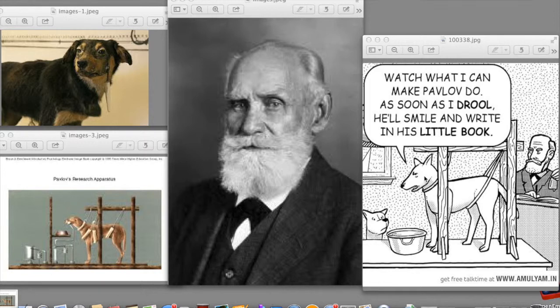Right here's a little funny comic I found. The dog is saying, "Watch what I can do. As soon as I drool, he'll smile and write in his little book." And that's really funny.